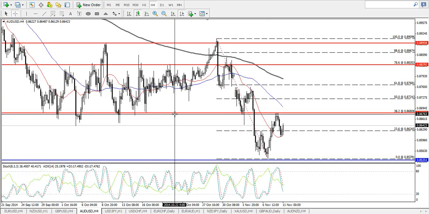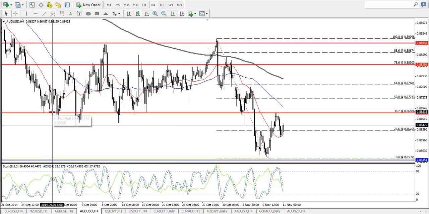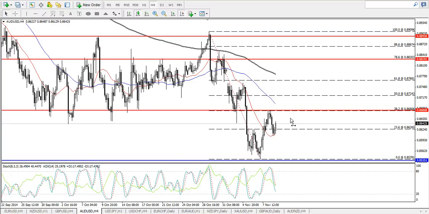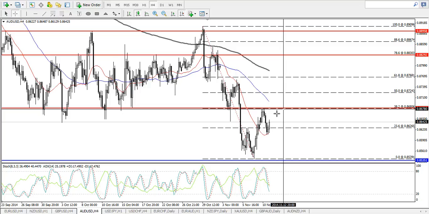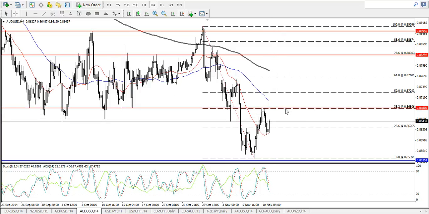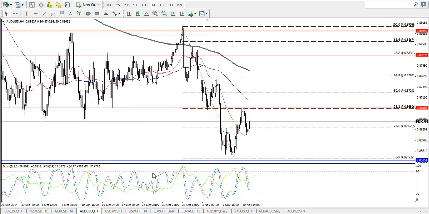Alright, also take note that this resistance level used to be a previous support, so it's a support type resistance level. At the same time, by the time it reaches this level again, the 55 moving average should be somewhere at the same level as well, so that gives stronger support in terms of going in for the shorts at the level itself. Alright, so that's for the Australian dollar against the US dollar.